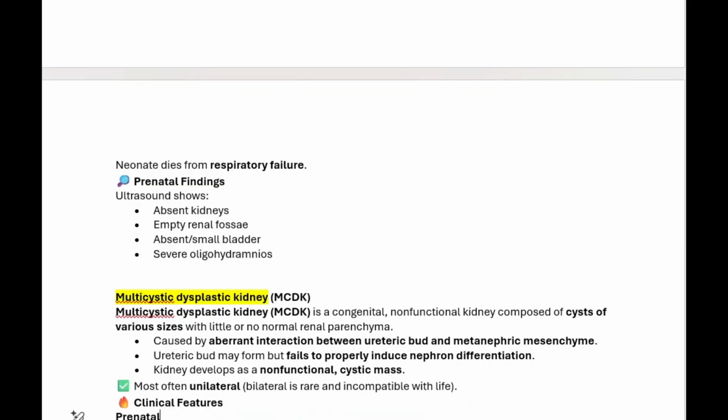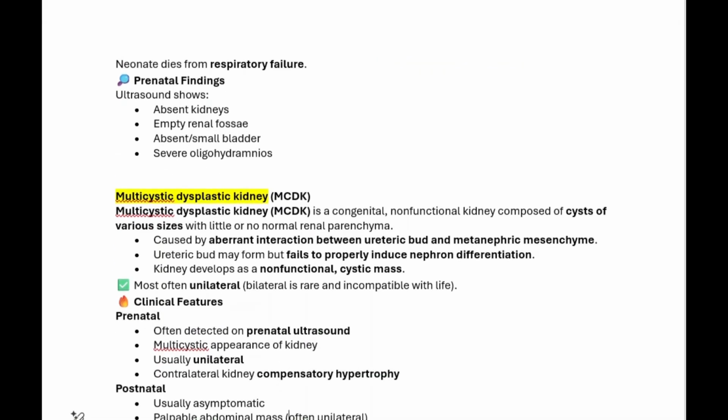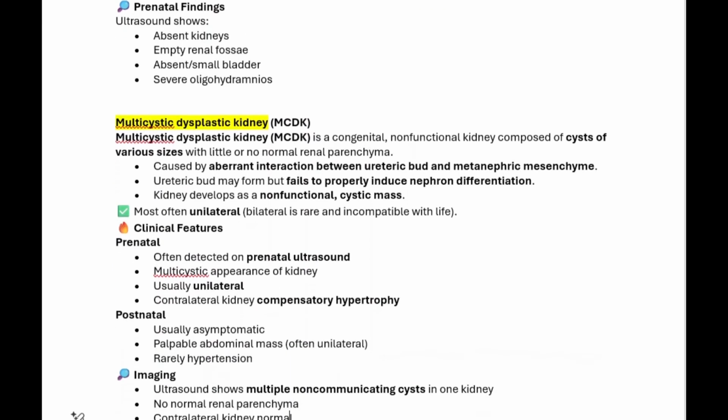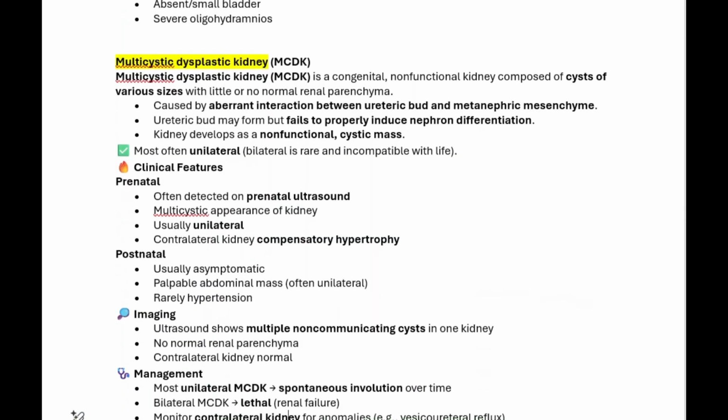And when you look at our prenatal findings, like we mentioned earlier, when you do an ultrasound in this patient, they're going to have absence of the kidneys, empty renal fossas because of the absence of the kidney, and they're going to have an absent or small bladder, and very severe oligohydramnios, which means there's a decrease in amniotic fluid. Moving on to the next pathology, which is multicystic dysplastic kidney.